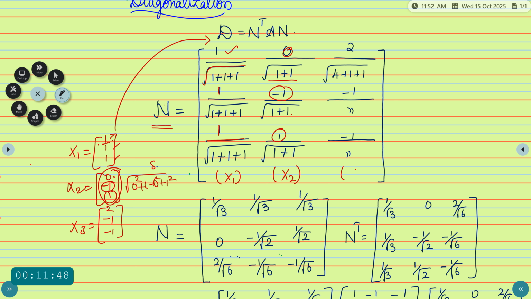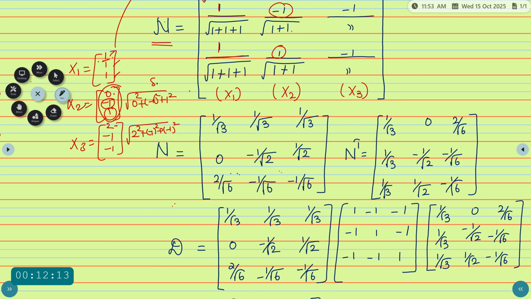Next we take similarly the third eigenvector X3: 2 comes in the numerator, divided by the square root of 2 square plus minus 1 square plus minus 1 square. So you are getting the third column. We simplify this. We are getting N equal to 1 by root 3, 1 by root 3, 1 by root 3; 0, minus 1 by root 2, 1 by root 2; 2 by root 6, minus 1 by root 6, and minus 1 by root 6. Next we are going to find the N transpose.